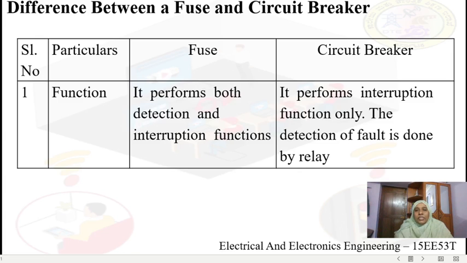A relay is a sensing device which will sense the fault and give information or a signal to the circuit breaker. How does it do this? When the fault occurs, the relay will sense the fault. It will generate a trip signal to the trip circuit. The trip circuit mechanism of the circuit breaker will open the contacts of the circuit breaker. So function wise, circuit breakers perform only the interruption function. The detection of the fault is done by the relay.